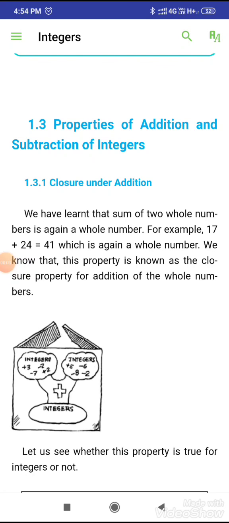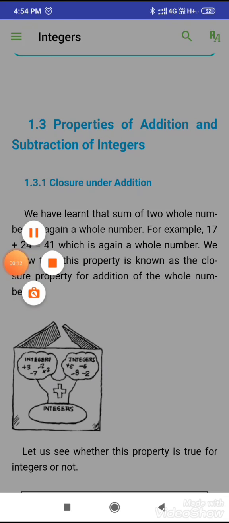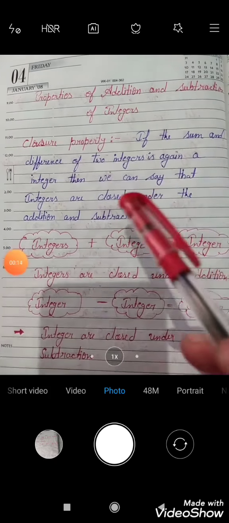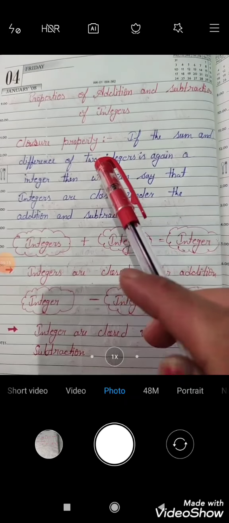Hello everyone. In this video, we will discuss the properties of addition and subtraction of integers. So our first property is the closure property.